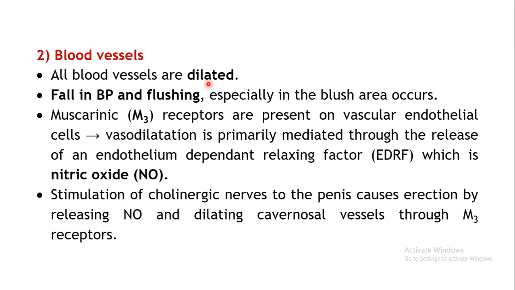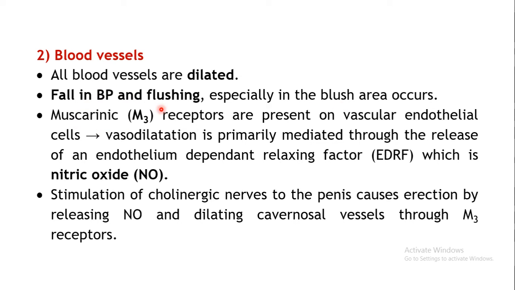So as a result of dilatation of the blood vessel, what will happen? The diameter of the blood vessel will increase. So obviously what will happen to the pressure of the blood which is flowing through these blood vessels? Obviously when the size of the blood vessel increases, the pressure of the blood flowing through it will get reduced, right? So as a result of this, fall in BP will be seen, and flushing means here, because of vasodilatation, the blood flow into the local regions will be increased. So flushing will take place, especially in the blush region, that is in your cheek region.